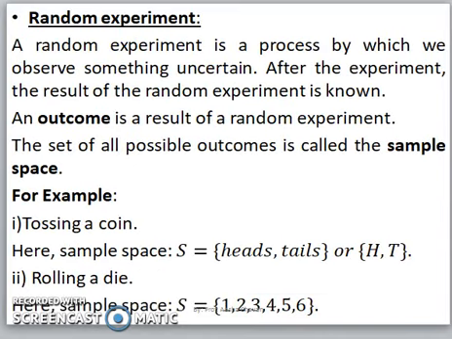Random experiment is a process by which we observe something uncertain. After the experiment, the result of the random experiment is known to us. An outcome is the result of a random experiment. The set of all possible outcomes is called the sample space. For example, tossing a coin. Tossing a coin has a sample space of only two sides, either head or tail. So S will contain only two samples, that is H or T.